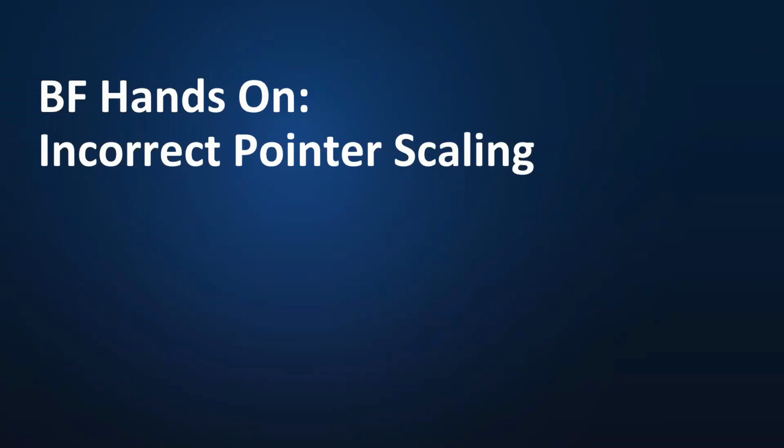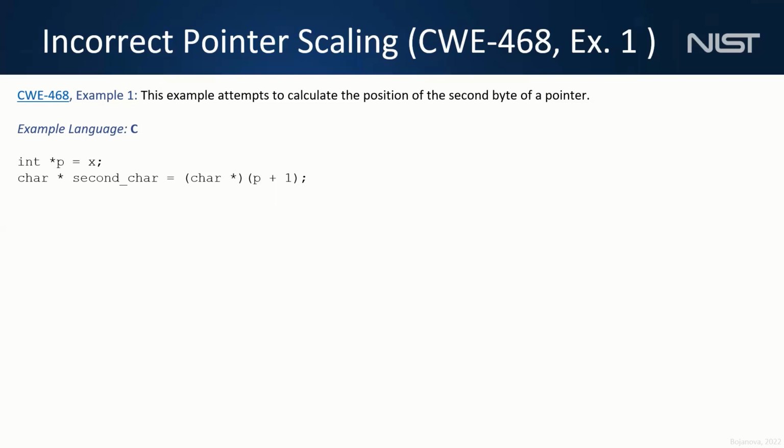Our next example is from a CWE. CWE 468, example 1, has a pointer scaling bug illustrating how a simple piece of code could have a bug and several weaknesses behind it. This is a common C++ pointer bug. It happens when a programmer miscalculates a pointer increment or decrement by a fraction of its type size. For example, when attempting to move an integer pointer 1 byte to the right.